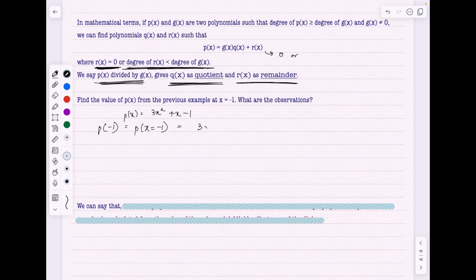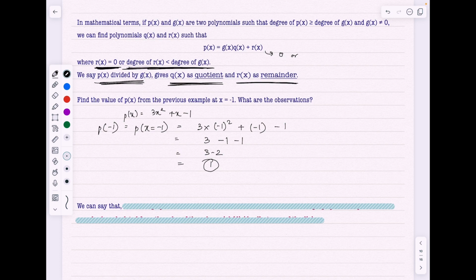So this is 3 into x square, and x square means minus 1 square, plus x means plus minus 1, and this is minus 1. So 3 into minus 1 square is 3, plus into minus 1 is minus 1, and this is minus 1 as it is. So this is 3 minus 2, which gives 1. The remainder is also 1.